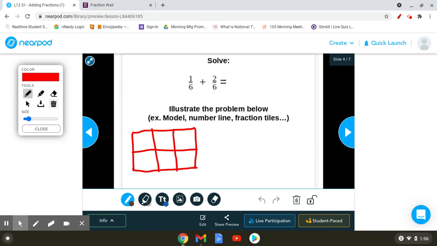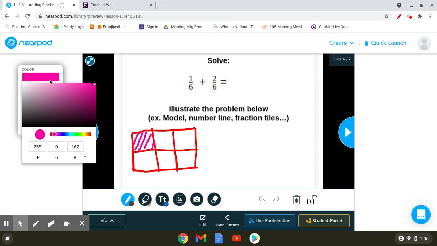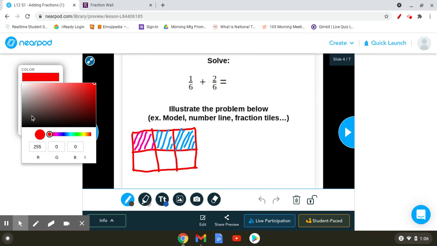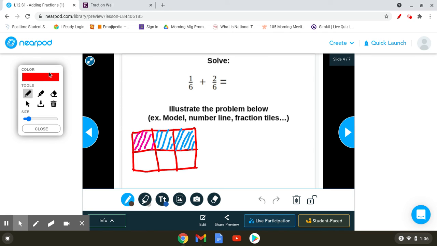All right, so let me shade in my first addend, which is 1/6. So you can see I have 1/6 shaded in, and then I have to color in 2/6 more. Let me switch my color up. Now I need to shade in 2/6 more. When I take the one piece that's purple and those 2/6 pieces more, I get a sum of 3/6 as my answer.